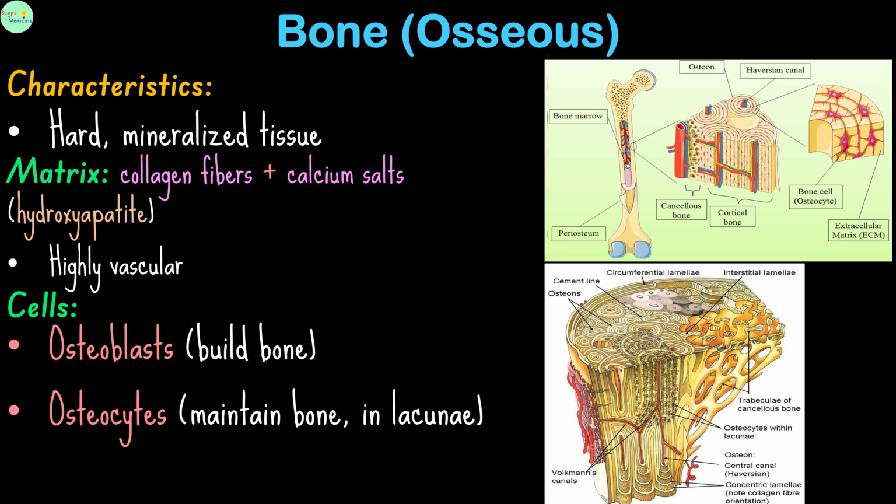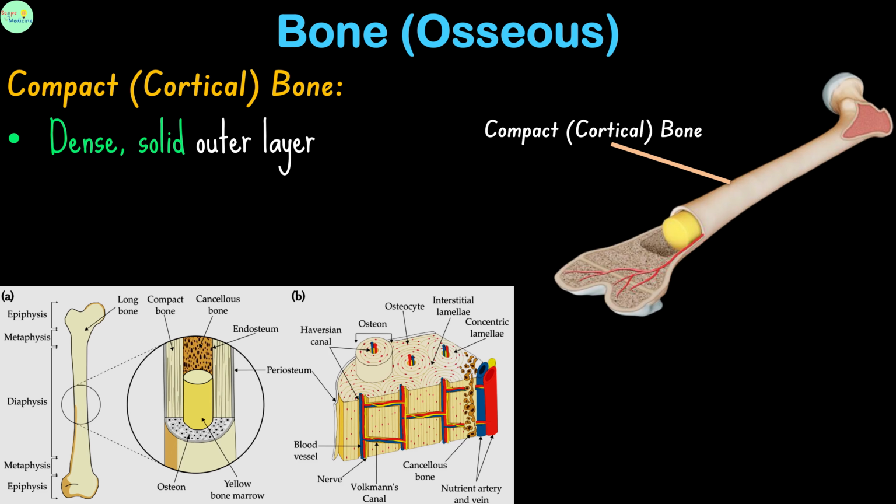Osteoclasts are large, multinucleated cells derived from the monocyte macrophage lineage that are responsible for resorbing and breaking down bone tissue during the continuous process of bone remodeling, which allows for calcium homeostasis, repair of microdamage, and adaptation to mechanical loading. There are two main structural types of bone that differ in their organization and density.